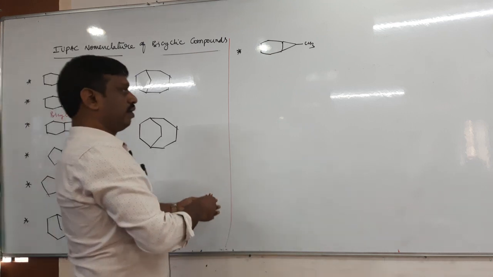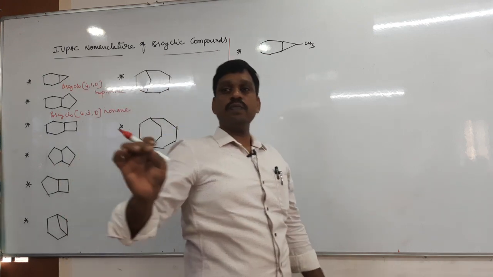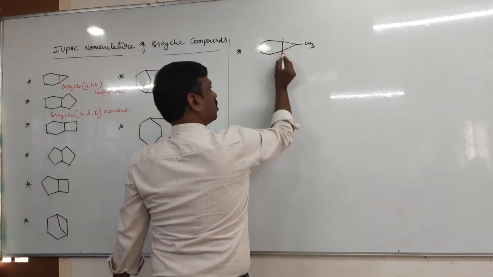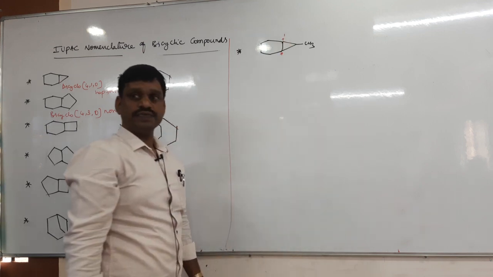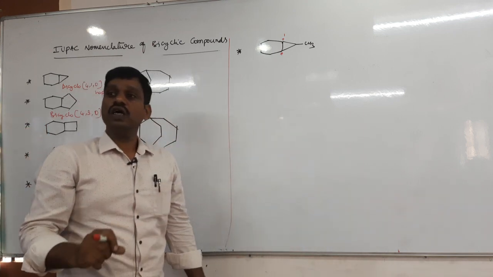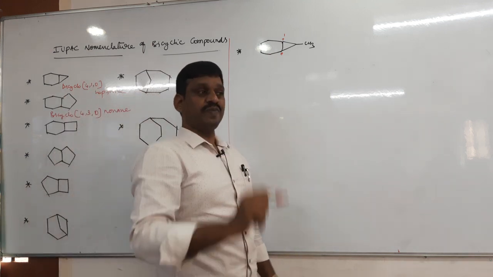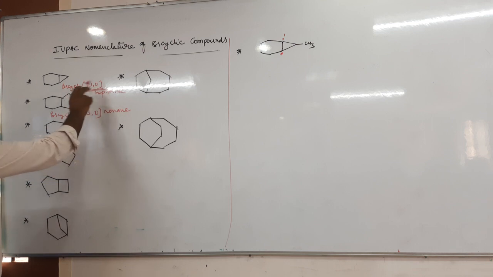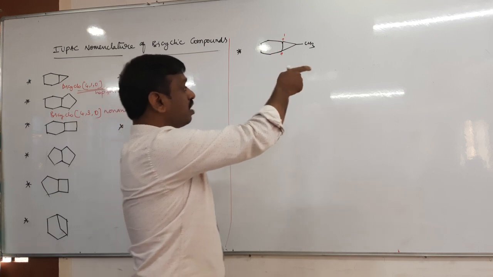Now if there is a substituent or functional group or even multiple bonds present, then numbering should start from the bridgehead carbon. You can start from either this bridgehead carbon or this one, as 1. Numbering starts from the bridgehead carbon, then proceeds along the longest bridge, then the long bridge, then the shortest bridge. Again it is in descending order. So give the numbering from the longest bridge.